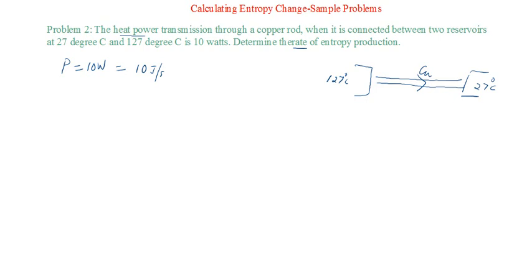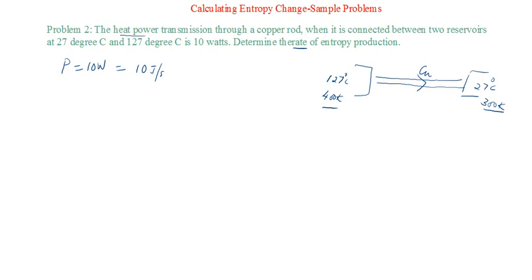The first thing is that we have to convert degrees Celsius to Kelvin. So what is 127 degrees Celsius? You add 273, so this is equal to 400 Kelvin. And the 27 is 300 Kelvin. So you can consider these two as reservoirs at two different temperatures. From 400 Kelvin, the heat flows to 300 Kelvin at the rate of 10 joules every second.